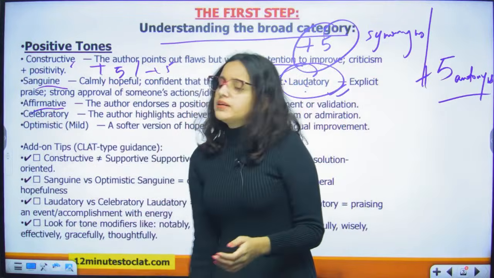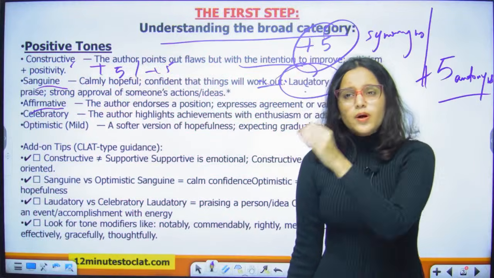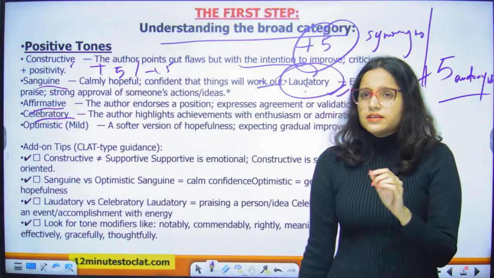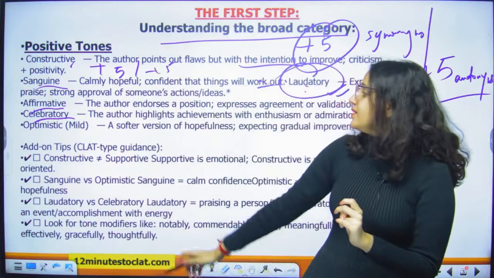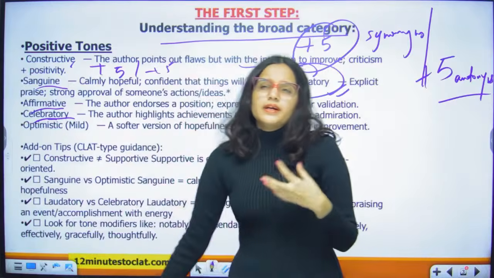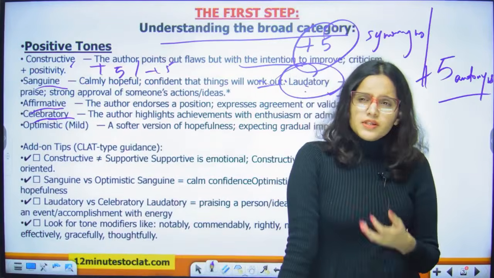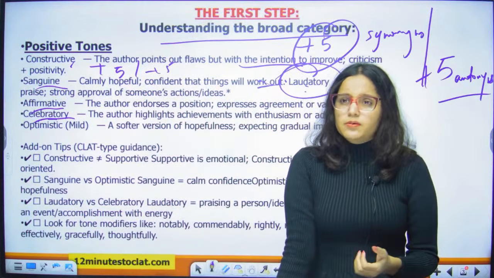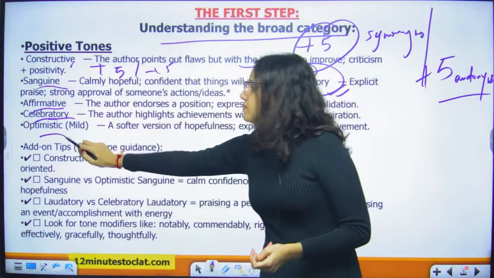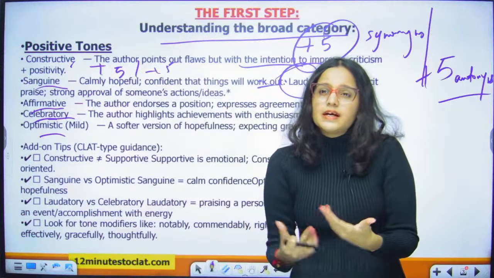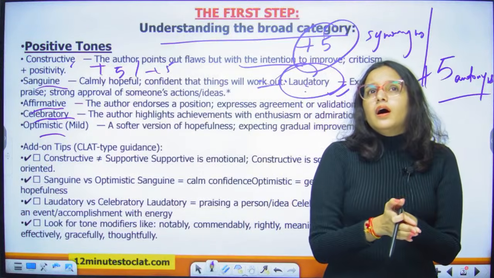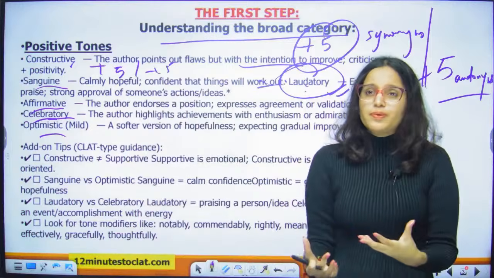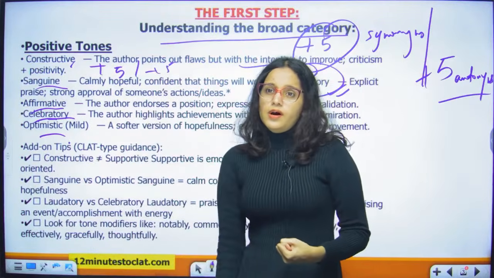Then comes affirmative. Affirmatives, you're affirming their stance that what they did is correct. After that comes celebratory. Now, a minor, teeny tiny difference between celebratory and lauding: celebratory can of course be used for people, but generally it is used for events, or any function or event that is happening. Then optimistic is when you're hopeful that things will get better. Optimistic is when you're speaking of things, positive or negative, from a positive, hopeful perspective. That is optimistic.